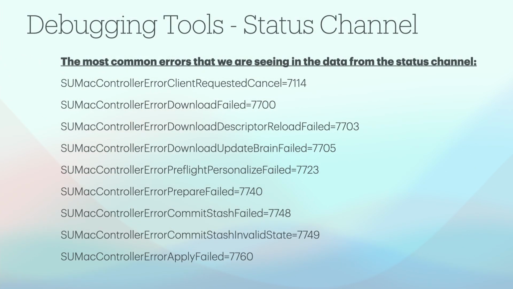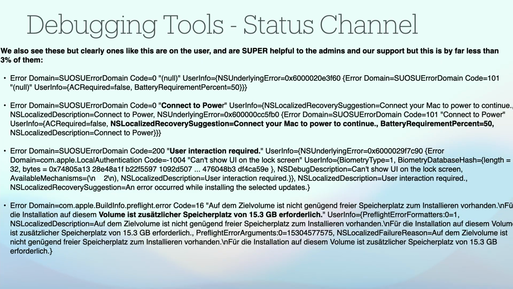The ones that are actually helpful would be the prepare failed 7740, where, okay, I failed to do something with that update when it's trying to unpack the download. Download failed 7700 is also helpful because you know that it failed there. They're not always the most detailed, but the ones that are really super helpful, we see less so. This is probably less than 3%.